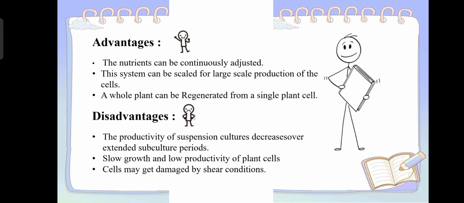Disadvantages. The productivity of suspension cultures decreases over extended subculture periods. Slow growth and low productivity of plant cells. Cells may get damaged by shear conditions.